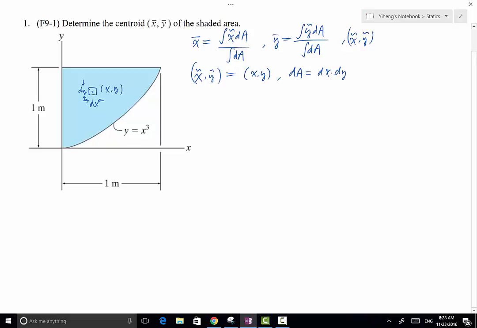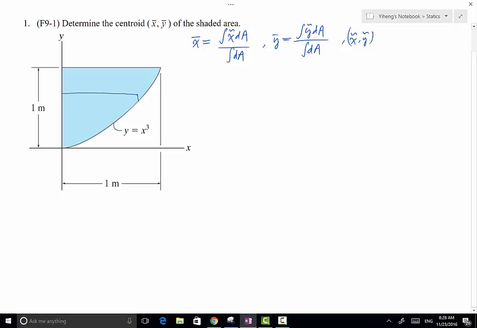However, if we choose this to be the differential element, then we will have to integrate with respect to two variables, which is more difficult. Therefore, we are not going to choose this as our differential element, but instead choose a strip. It could either be a horizontal strip or a vertical strip.